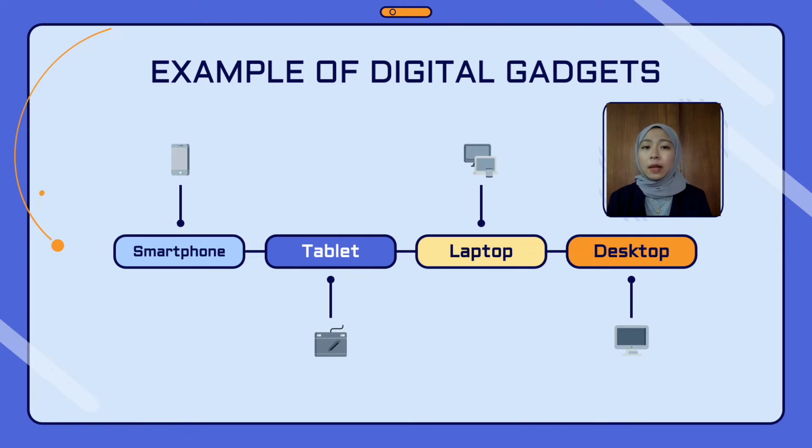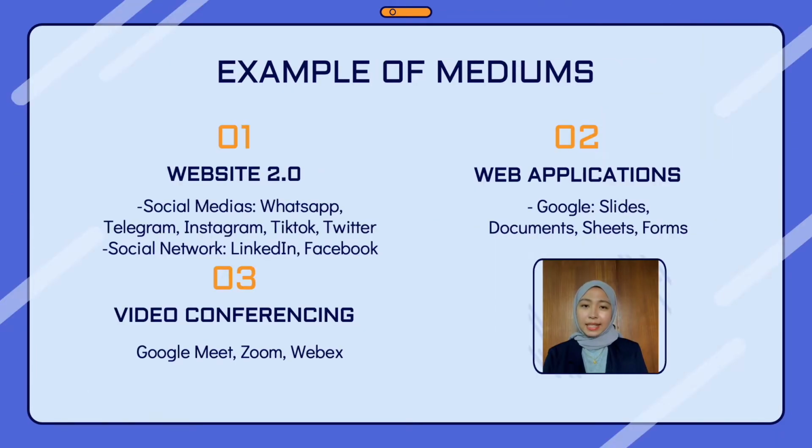Digital gadgets could help in a lot of ways, such as facilitating communication, information dissemination, and obtaining and seeking references. As teachers, they can continually improve and expound methods through which students can learn. Next, we have mediums. As stated in the slides, we have Web 2.0, web applications, and video conferencing. So, what is Web 2.0?